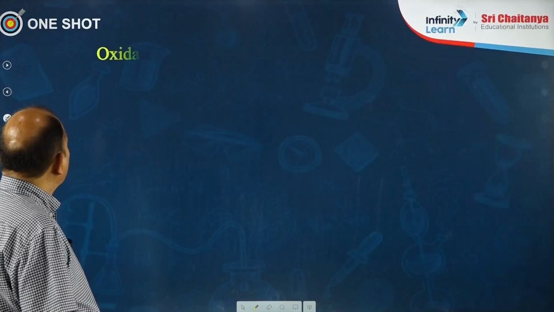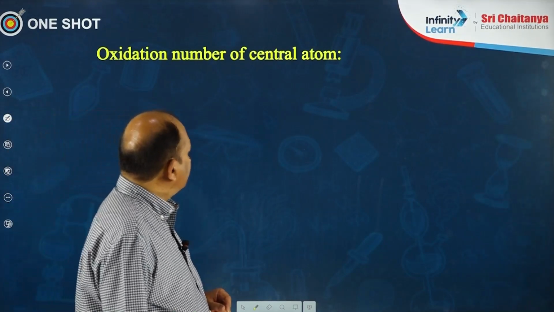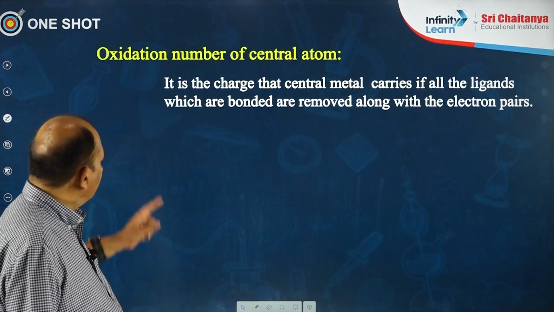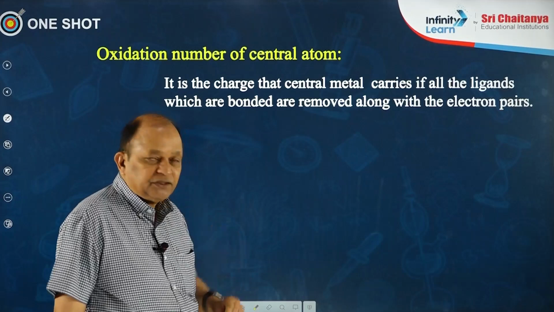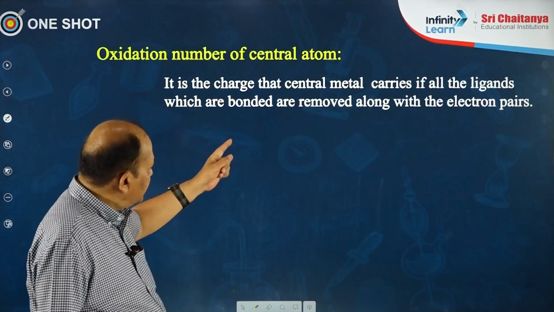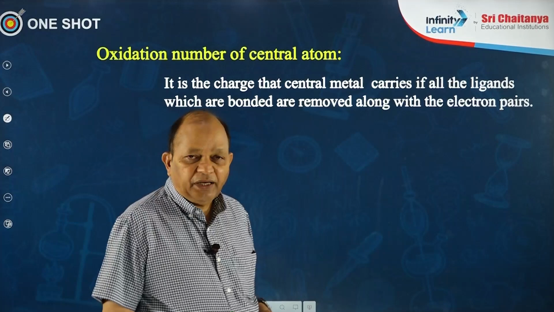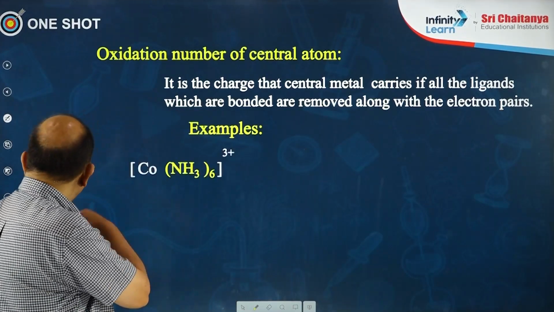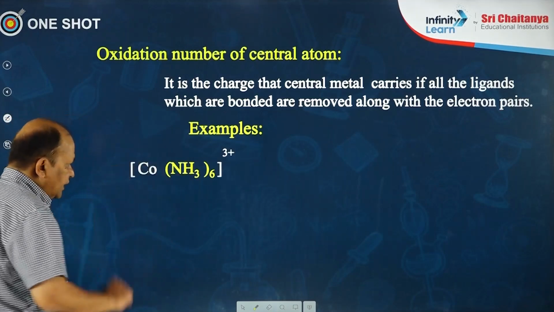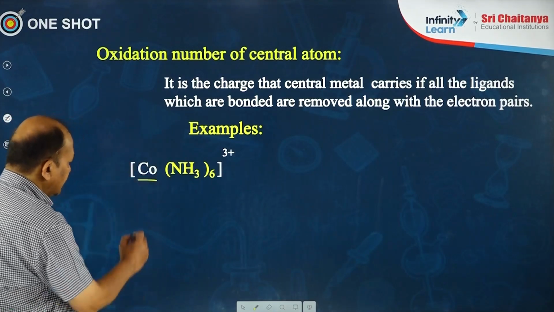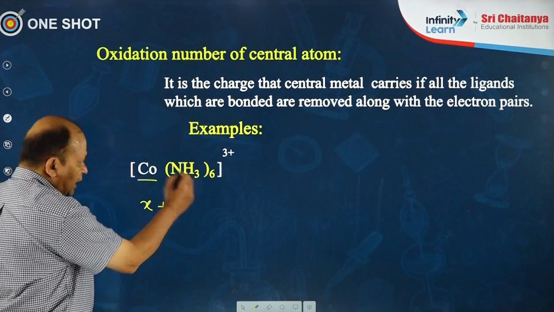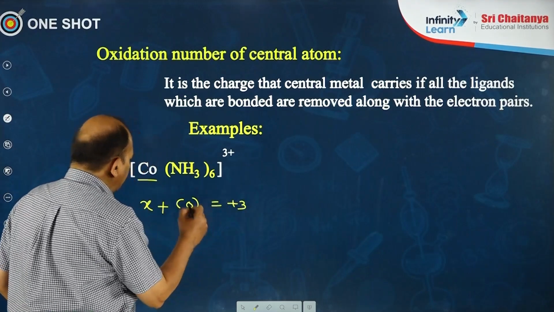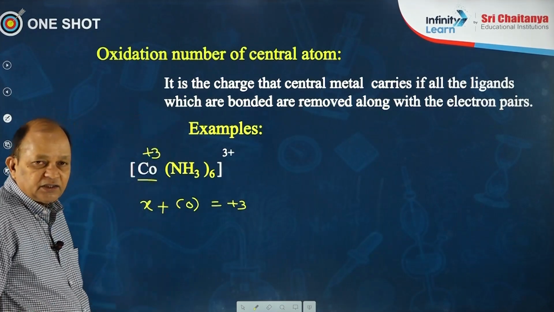Next is a very important one, the oxidation number of the central atom or ion. What is it actually? It is the charge that the central metal carries if all the ligands which are bonded are removed along with the electron pairs. That is the oxidation number. How are we going to calculate it? It is a very simple procedure. Say you want to calculate the oxidation state of cobalt. X plus ammonia is a neutral ligand, so its contribution is 0, equal to +3. So, the oxidation state of cobalt is +3.